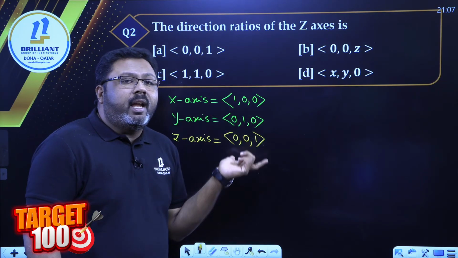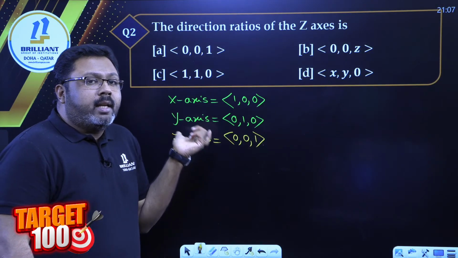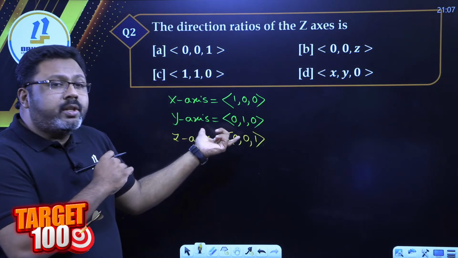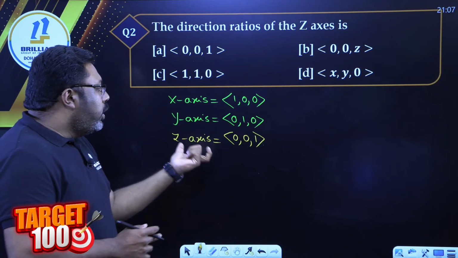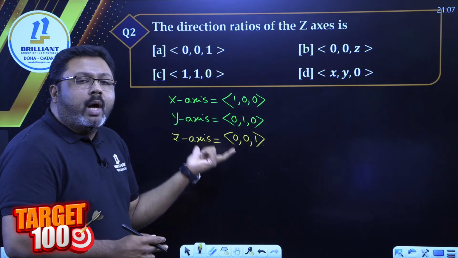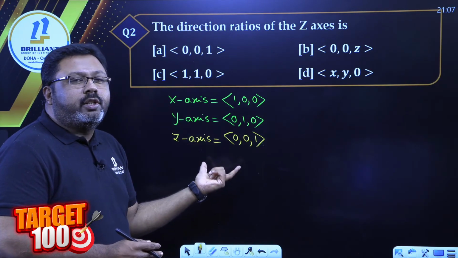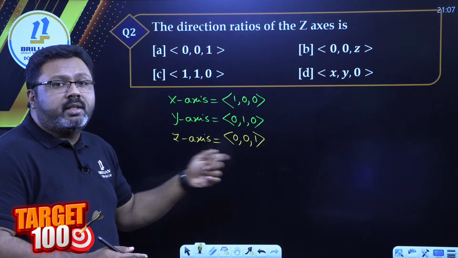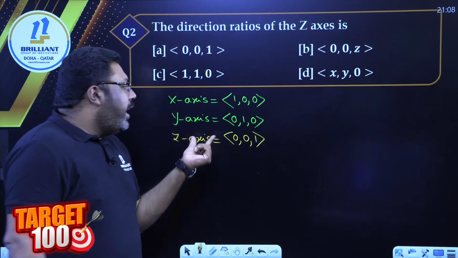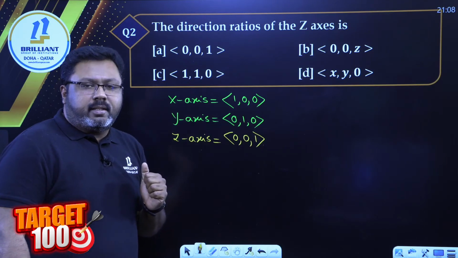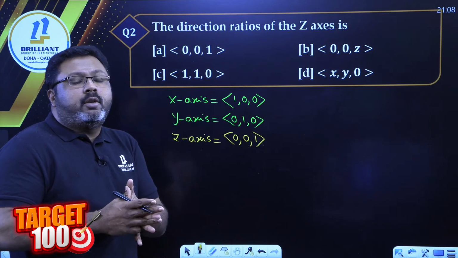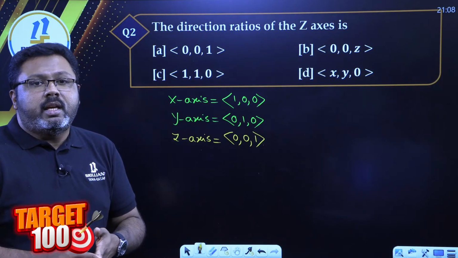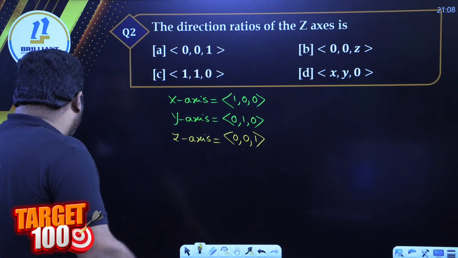This is going to be very helpful when you have an assertion reason question. When you have an assertion reason question, you have to learn this direction ratios concept. Very simple for MCQ, but for assertion reason it's a good question. Keep in mind direction ratios of each of the axes, and maybe they'll ask you to find the angle it makes with each of the axes. So it's very easy to do with this.